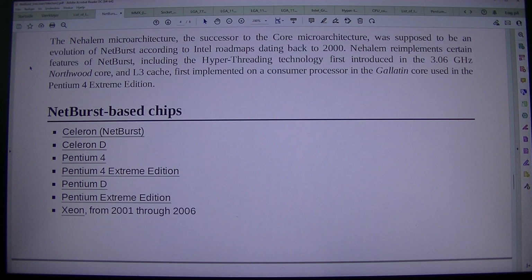NetBurst-based chips. Celeron, NetBurst, Celeron D, Pentium 4, Pentium 4 Extreme Edition, Pentium D, Pentium Extreme Edition, Xeon, from 2001 through 2006.